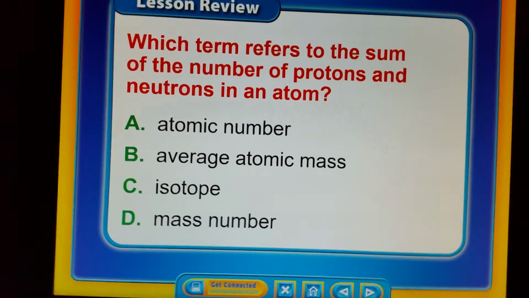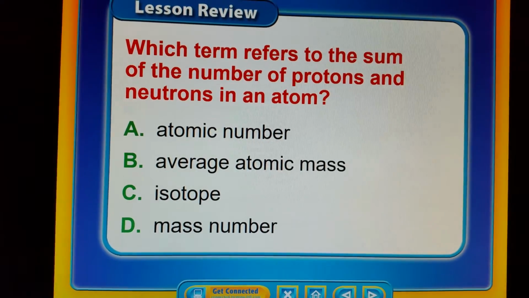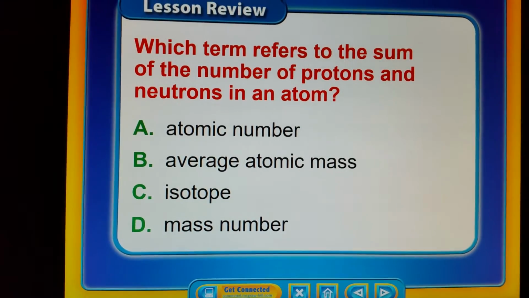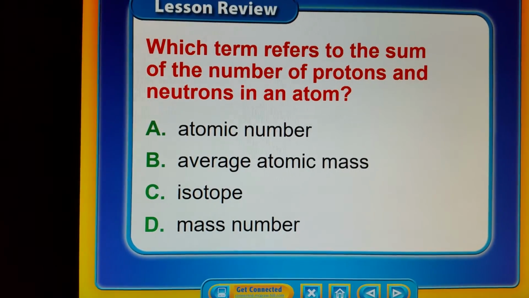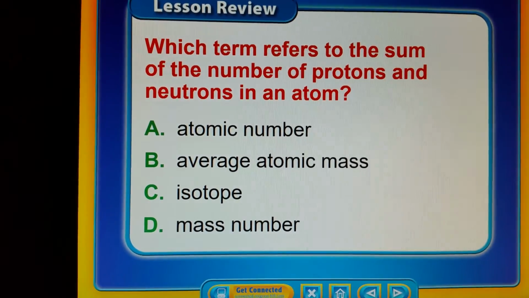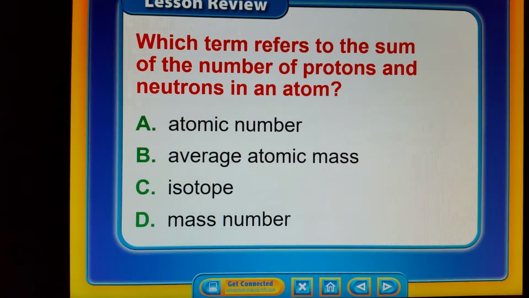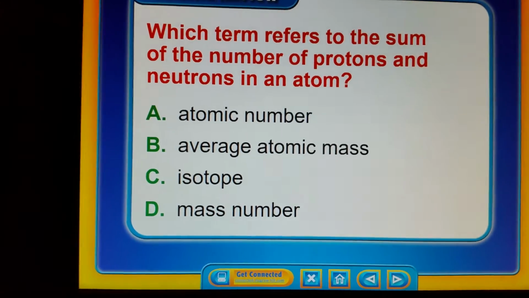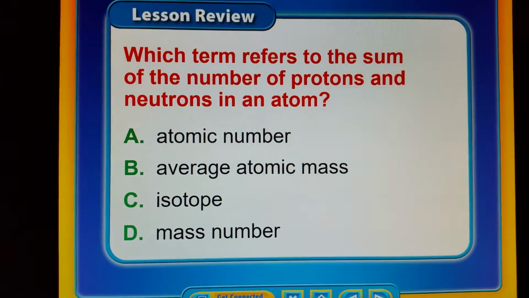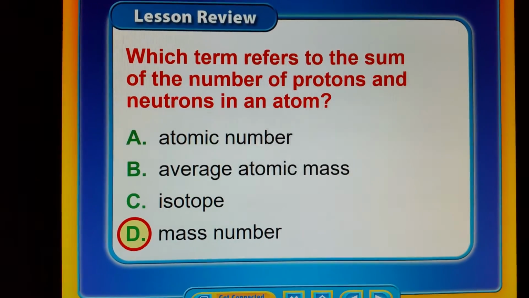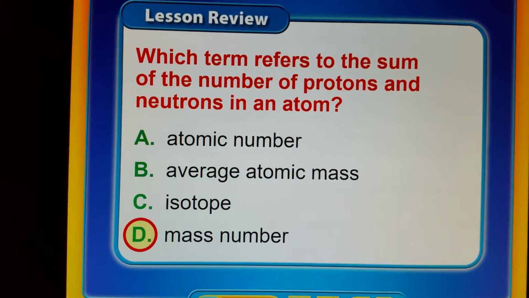Which term refers to the sum of the numbers of protons and neutrons in an atom? Is it A, atomic number, B, the average atomic mass, C, isotope, or D, mass number? Very good if you said mass number.